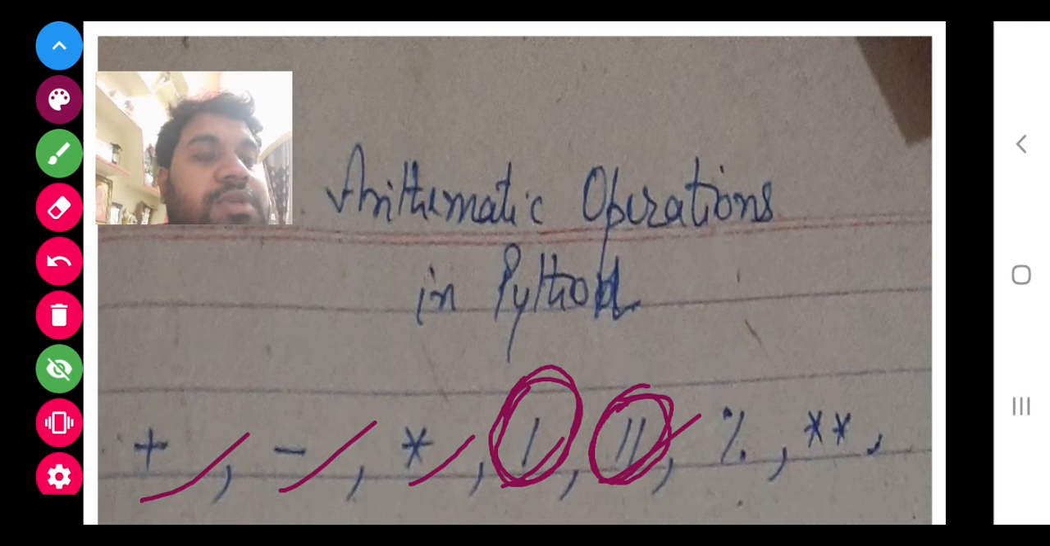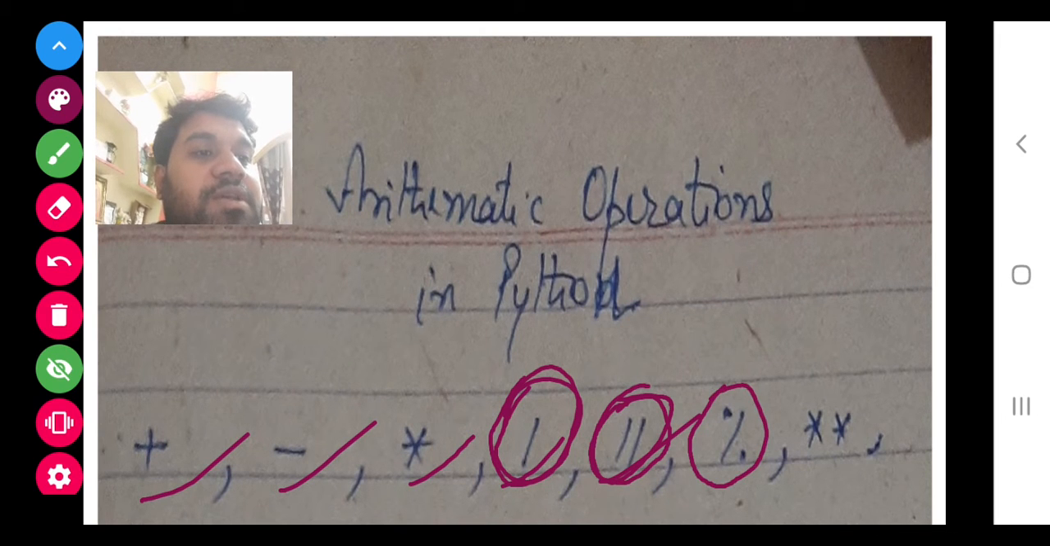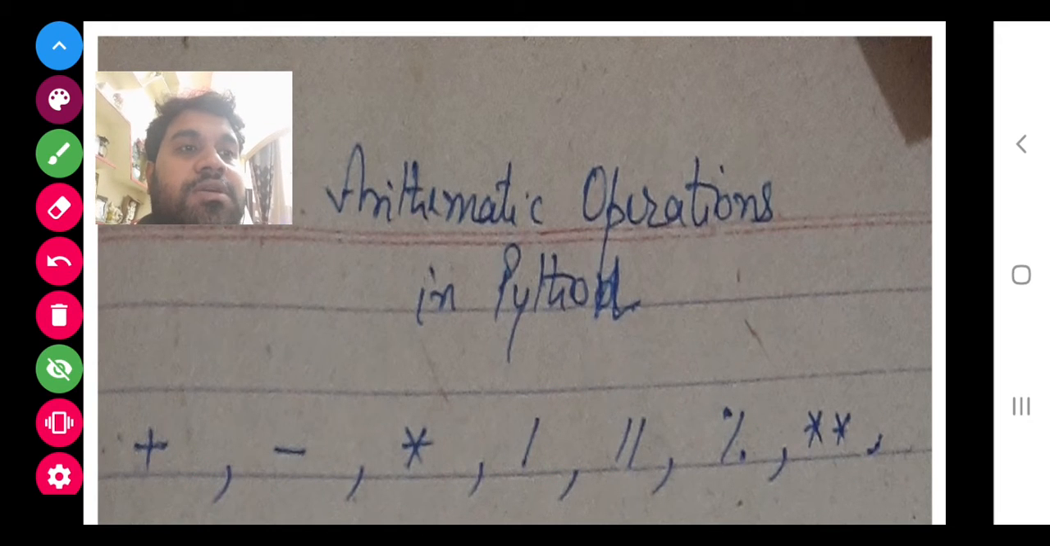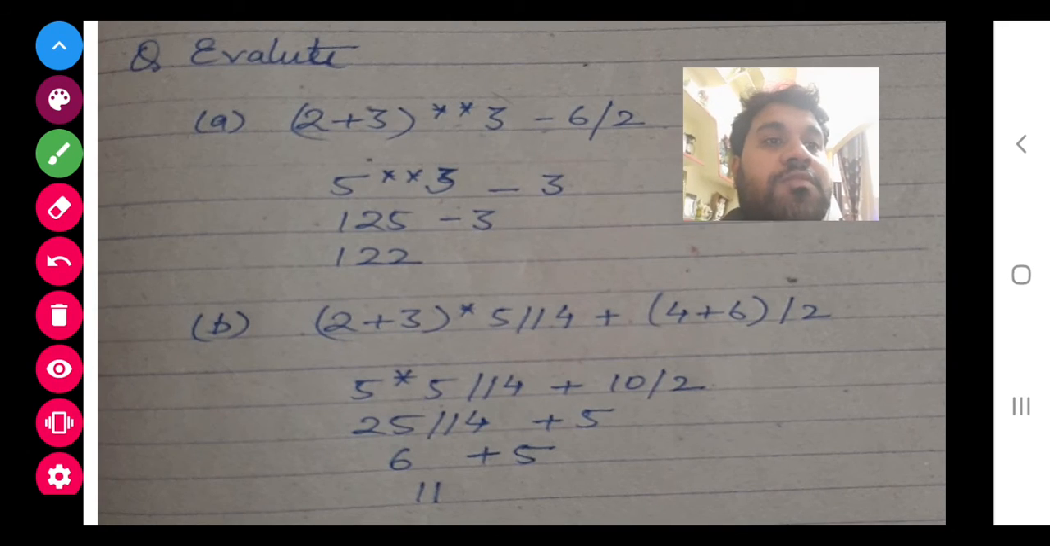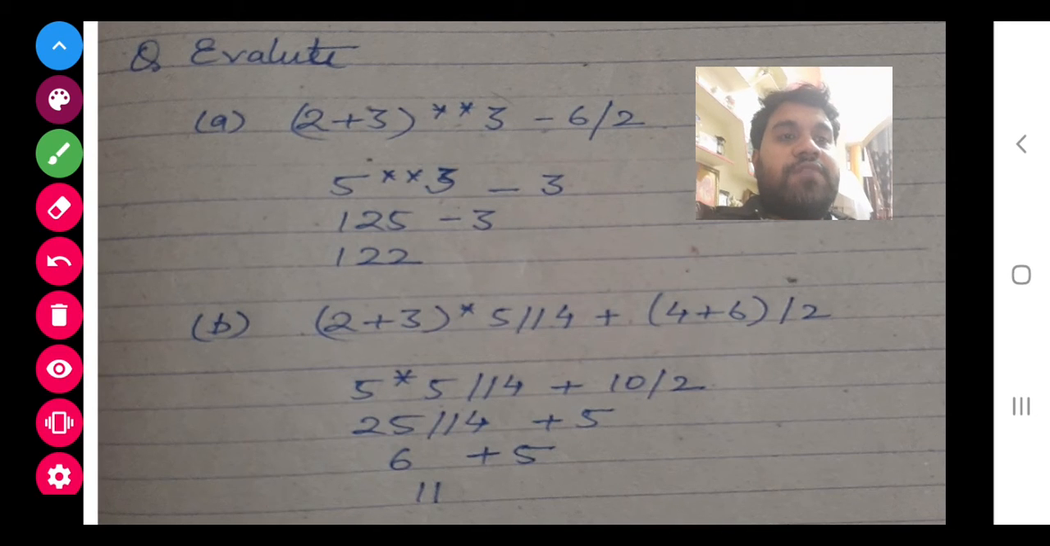That means we want to have only the integer value. This is to get the remainder, and this is for the power. So class, these are the arithmetic operators. Now I have selected one question for you to solve for arithmetic operators. Now we have to get the solution.